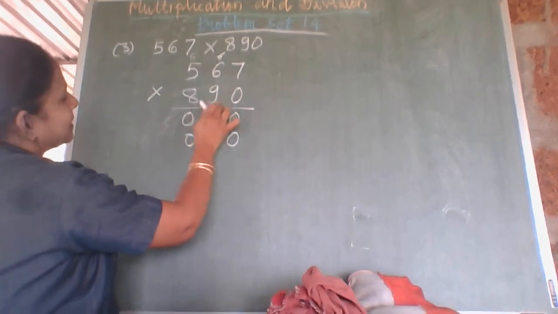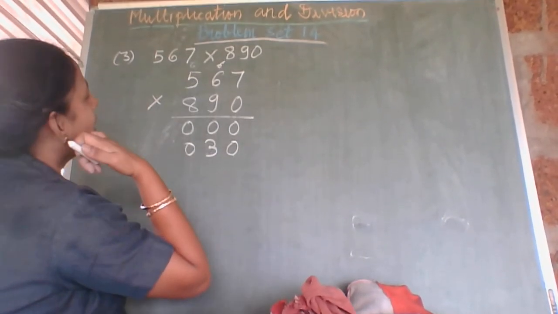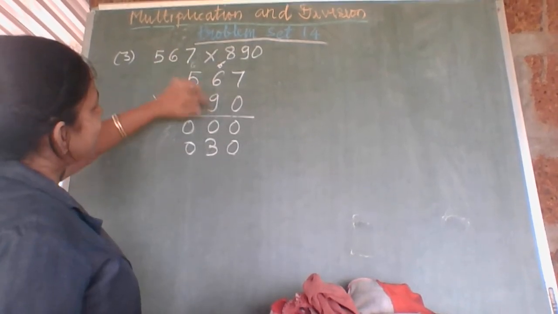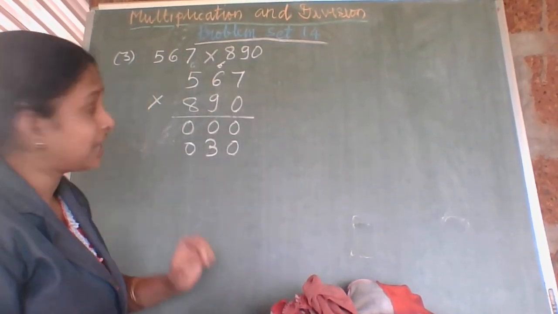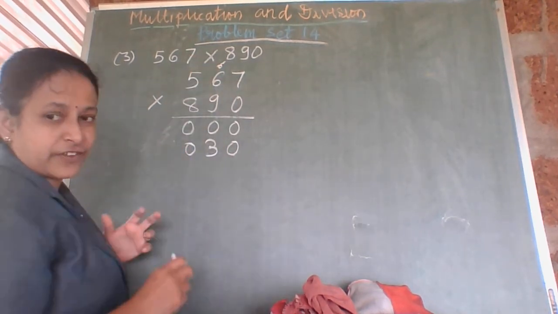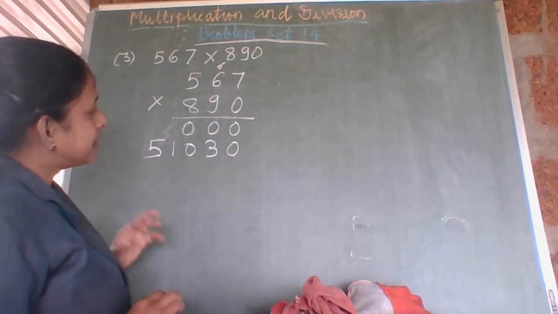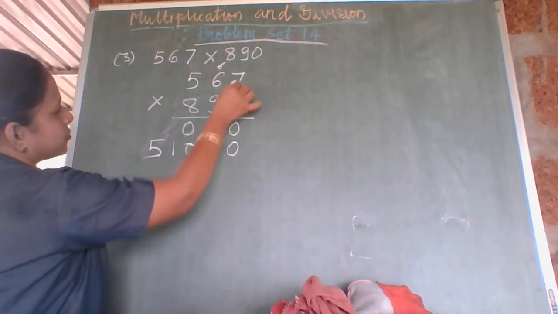What you are getting now? 9 5s. Okay, 9 5s are how much? 9 5s are 45 plus 6 becomes 51. So write like this. Now what you have finished? You have finished also with 9.